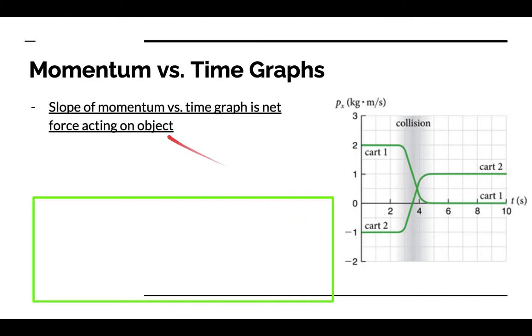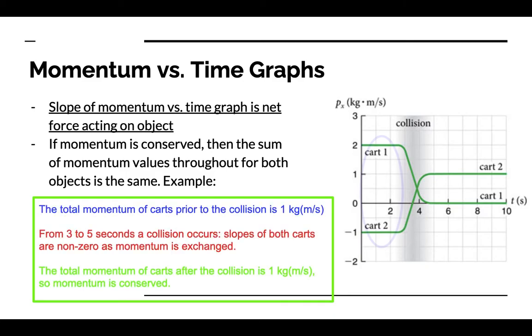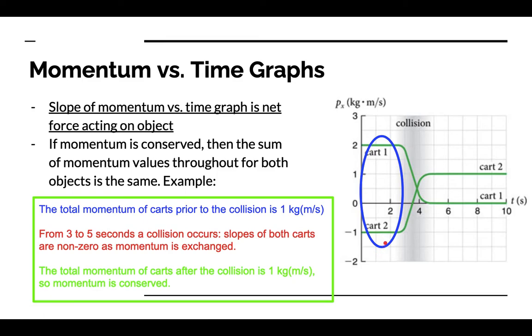Momentum versus time graphs. The slope of a momentum versus time graph is the net force acting on an object. Again, the idea being that force is defined as change in momentum over change in time, and change in momentum over change in time from this graph right here is slope. If momentum is conserved, then the sum of momentum values for both objects is the same throughout. If we look right here at the first part, the total momentum of the carts prior to collision is 1 kilogram meter per second.